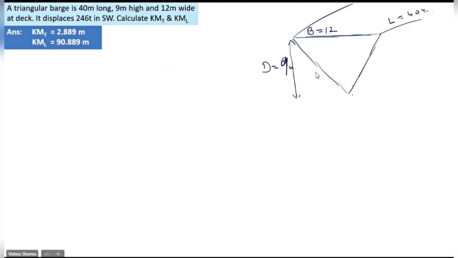So it is floating. Obviously, it will be floating at some draft, which is not given in the question. This is the liquid level or the sea level, water level. It is in sea water at this draft. Have I made the correct diagram as per the question? Please confirm if you have understood the diagram. Yes, sir. Okay.